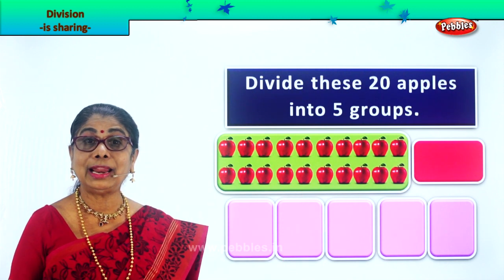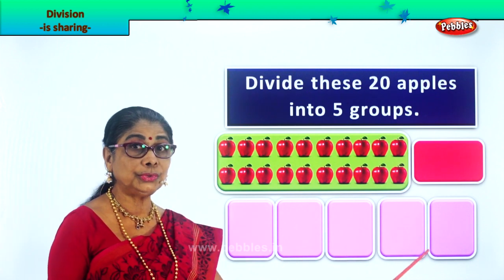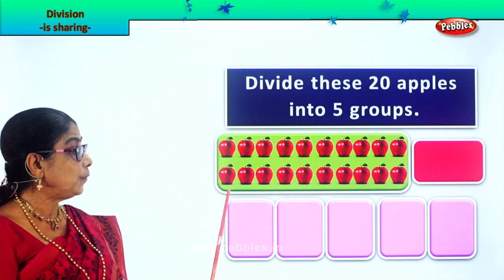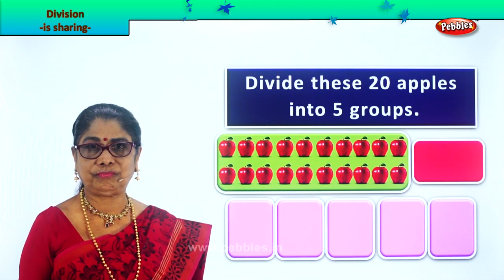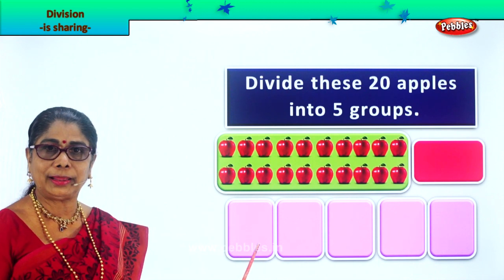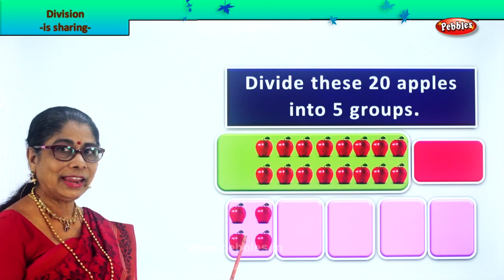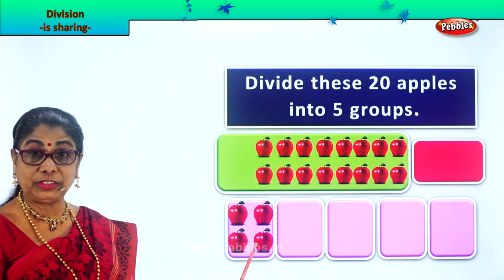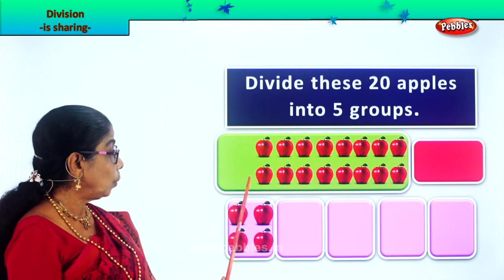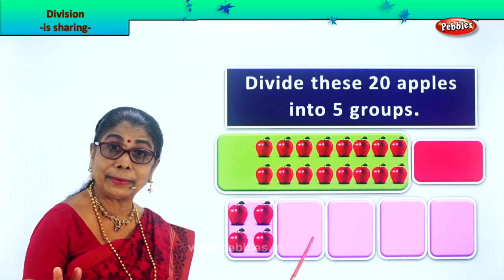Oh, good. Now, we can take 2 more. 2, 2, 2, 2, 2. So, that means 4. Let's take 4 in each. Okay? Let's take 4 apples and put into one tray. Alright? 1, 2, 3, 4, and we put it here in the first tray. So we have 4 apples. Let's take another 4. 1, 2, 3, 4, and put it into the second tray.